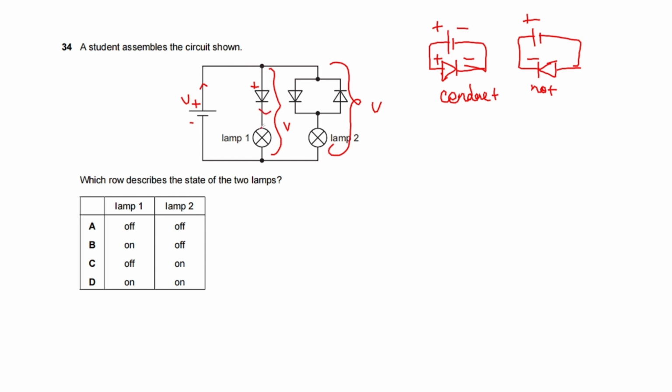So the current will be passing through this, so lamp 1 will be on. Okay, for lamp 2, if you check these two diodes, you can find that one of the diodes is forward biased, because the positive and positive are connected, right? So the current will be passing through this line, so lamp 2 will be turned on. This path won't be conducting electricity. Okay, so both the lamps will be on. So option D is the answer.